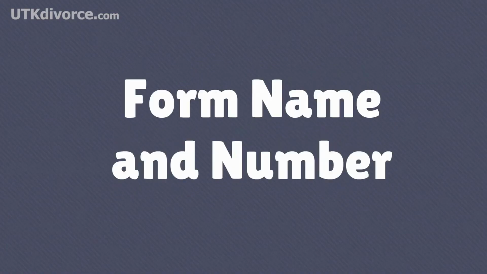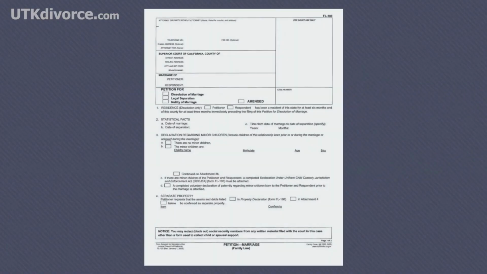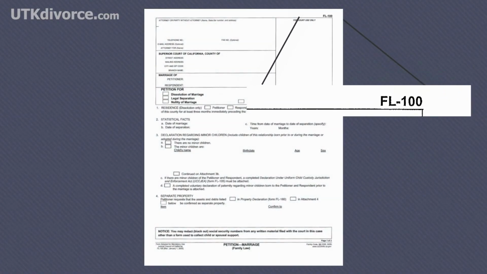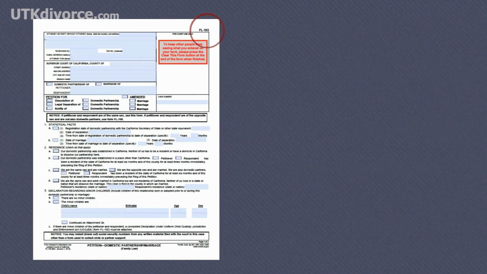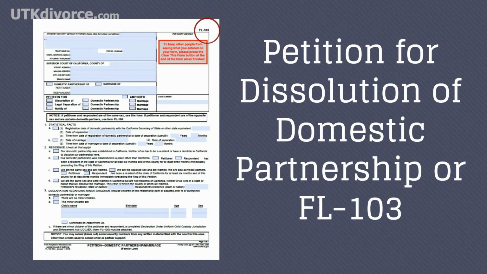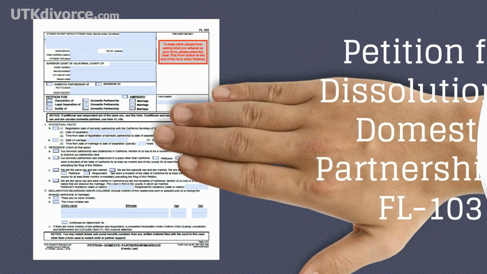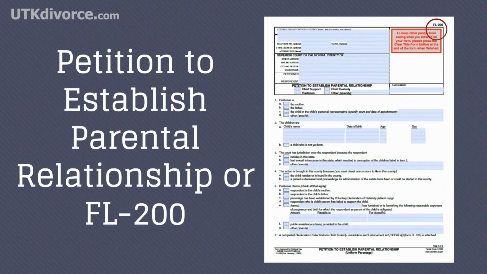Form names and numbers. Every court form has a title and a form number. For example, the forms used in family law are as follows: Petition for Dissolution, or FL 100. Petition for Dissolution of Domestic Partnership, or FL 103. Petition to Establish Parental Relationships, or FL 200.